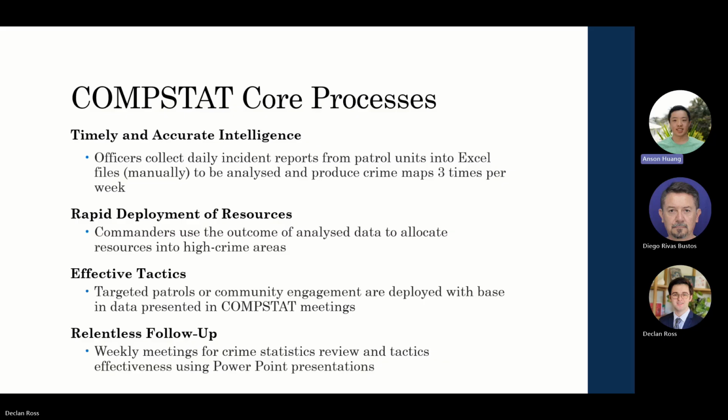What are the core processes? They are timely and accurate intelligence. Officers collect daily incident reports from patrol units into Excel files manually, which are then analyzed to produce crime maps three times per week. The next one is rapid deployment of resources. Commanders use the outcome of analyzed data to allocate resources into high crime areas.